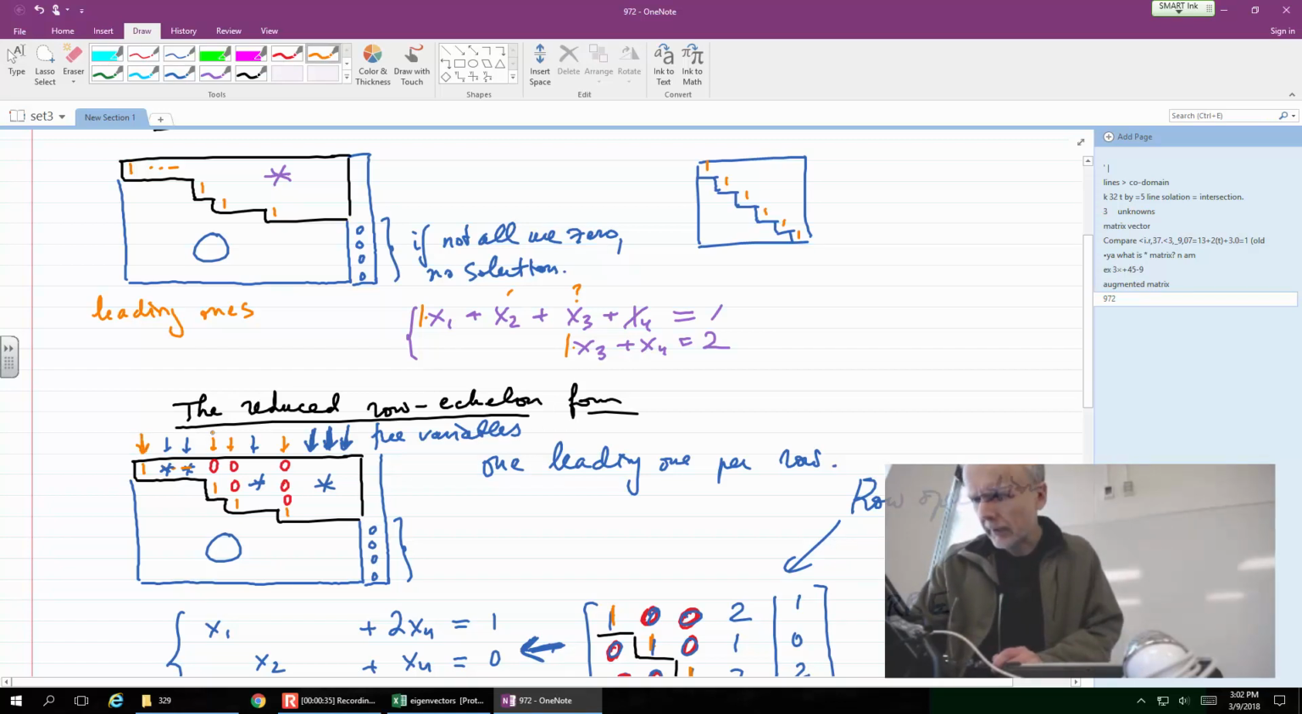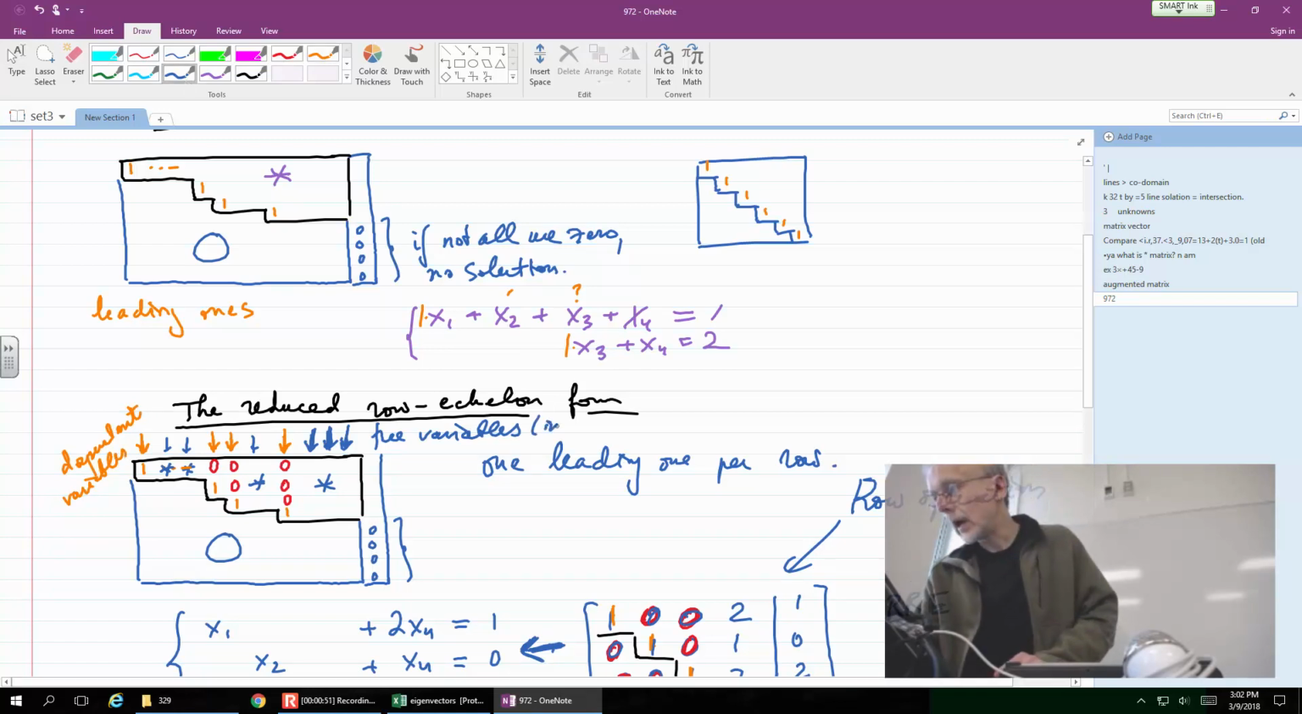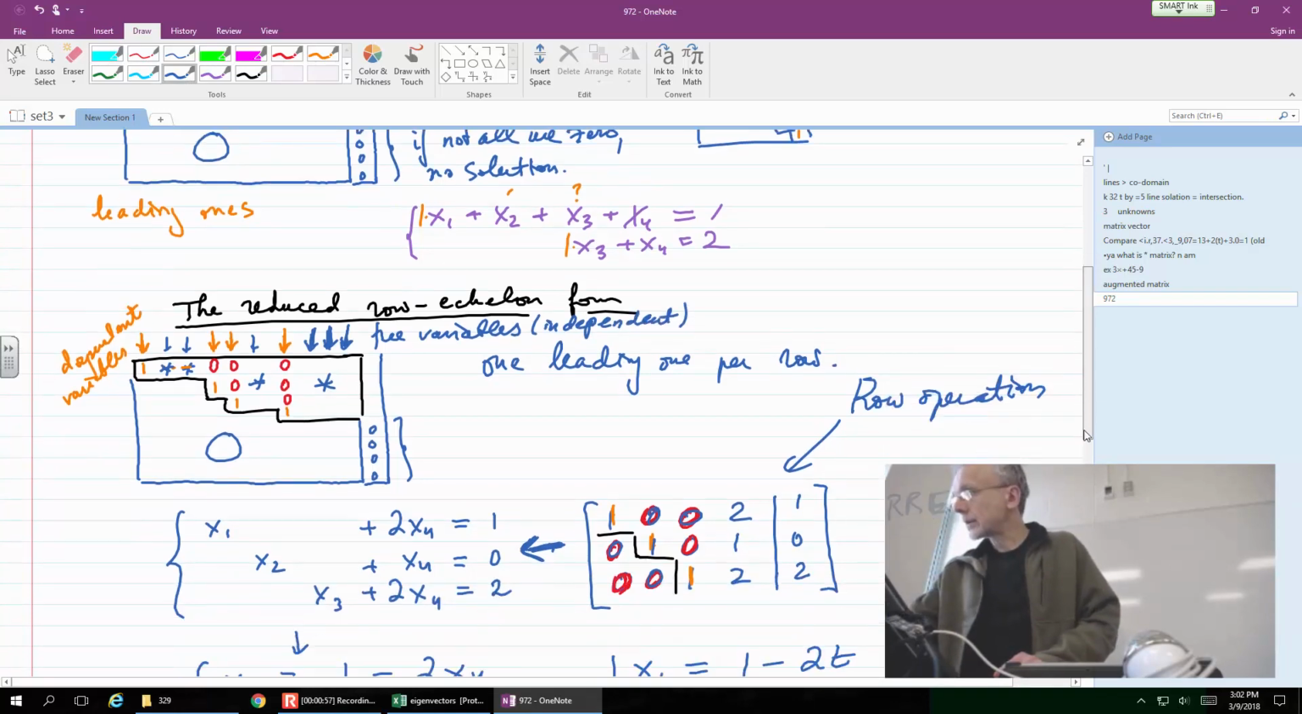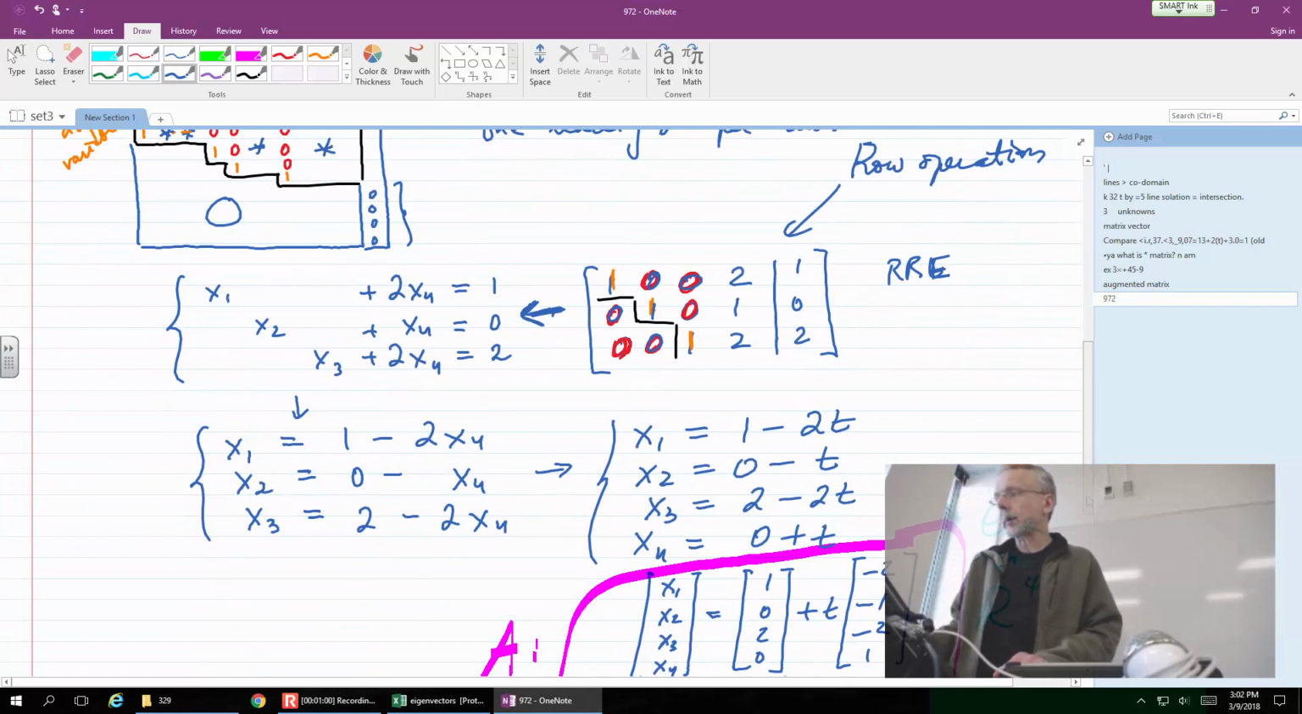are not free, in a sense. You can call them dependent if you like. There might be other terms, dependent variables, and these are free or independent variables. Why the name? It is seen here once you solve the problem.